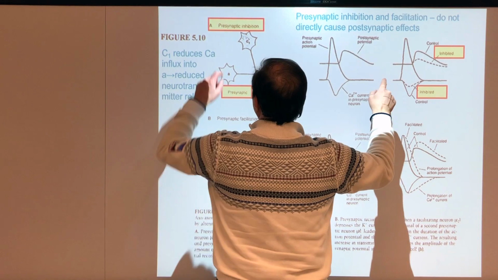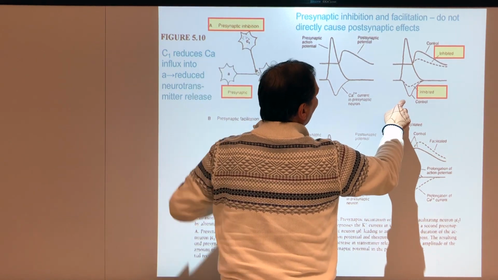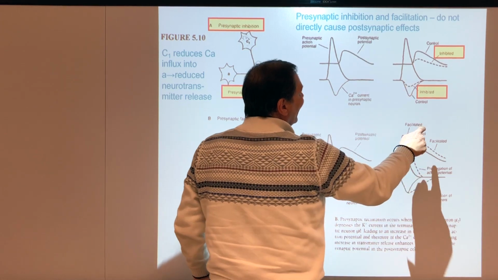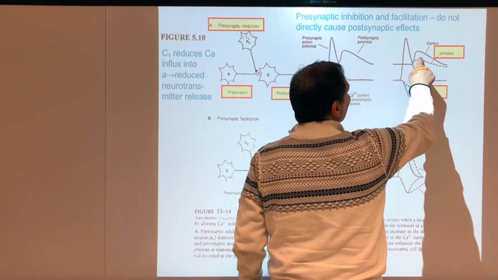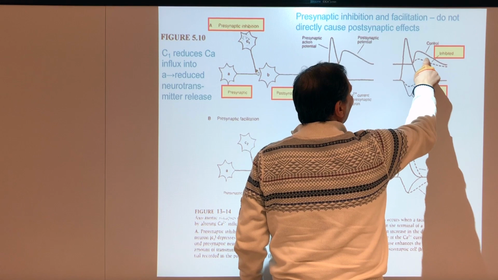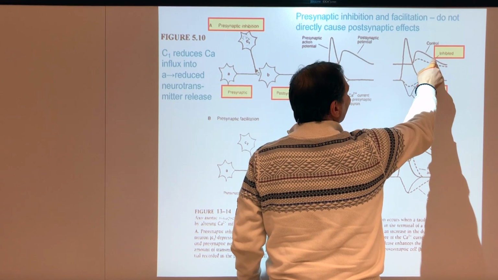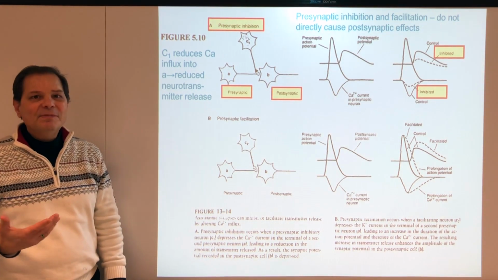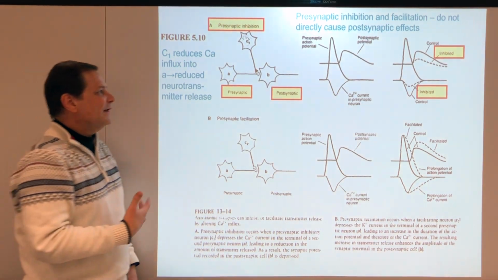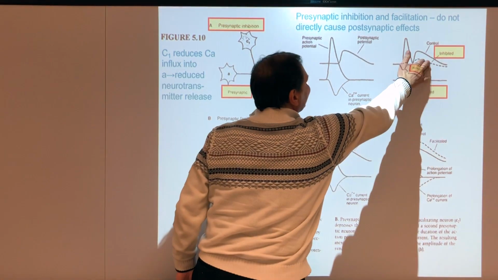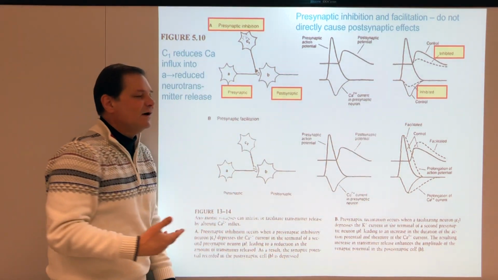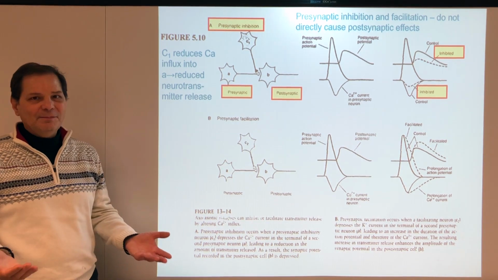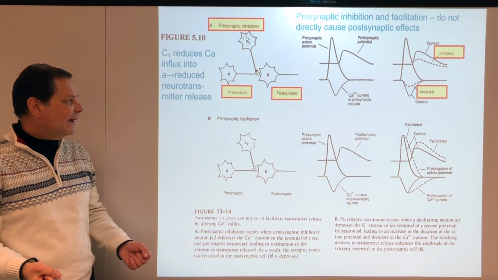So if we have this C1 firing, we inhibit calcium influx, so it's less. And that causes less neurotransmitter release, which means that I get less of an increase in voltage in my postsynaptic membrane. So that's presynaptic inhibition. The less neurotransmitter, less increase in voltage, fewer or lower EPSPs. You can think of it either way, okay?